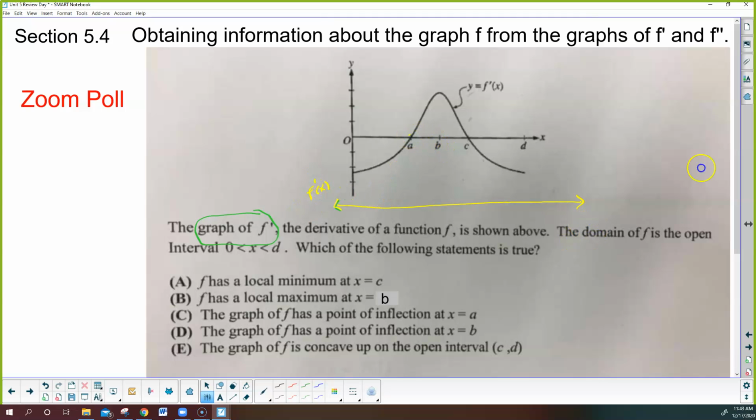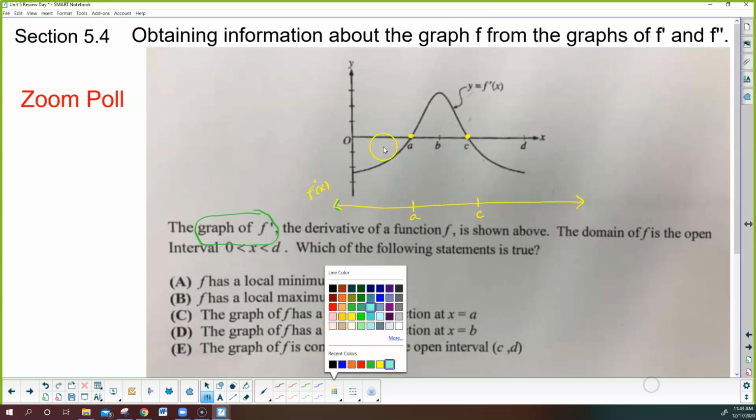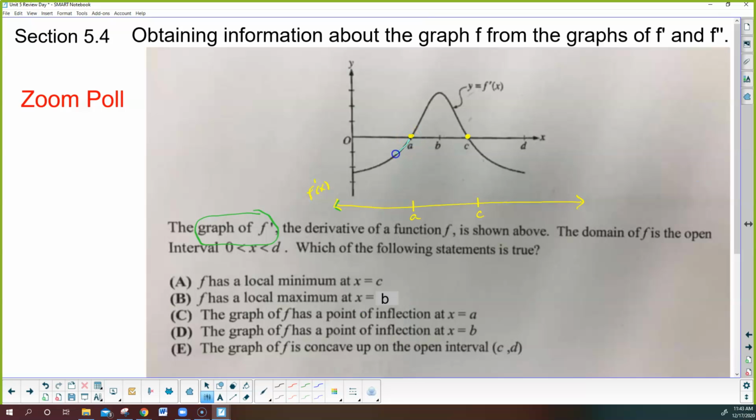Now, I'm looking at it. I've got a 0 at A, and I've got a 0 at C. Those are potential critical points. So a max, a min, or maybe a flat spot could occur there. And then I'm looking to see, well, what are the slopes? I've got to be careful. What is the sign value of the pieces to the left of A? Well, these are below the x-axis, which means f prime of x is less than 0 or negative here.